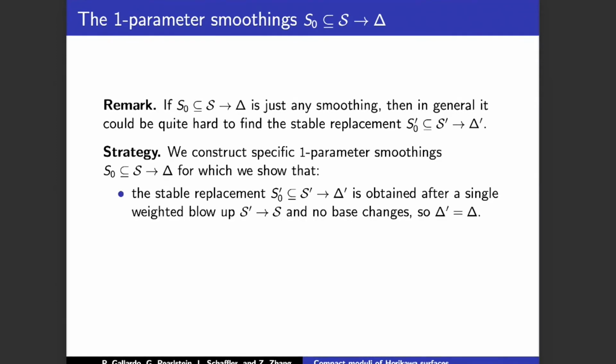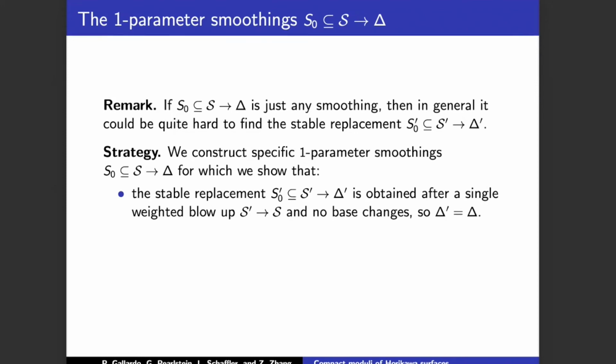So our strategy is the following. Rather, we focus on some very specific one parameter smoothings of those singularities, for which we can describe the stable replacement procedure in a very simple way. You should do only a single weighted blow-up at the singularity and no base changes at all. So everything is set up already for you. You just make this blow-up and you're good to go.